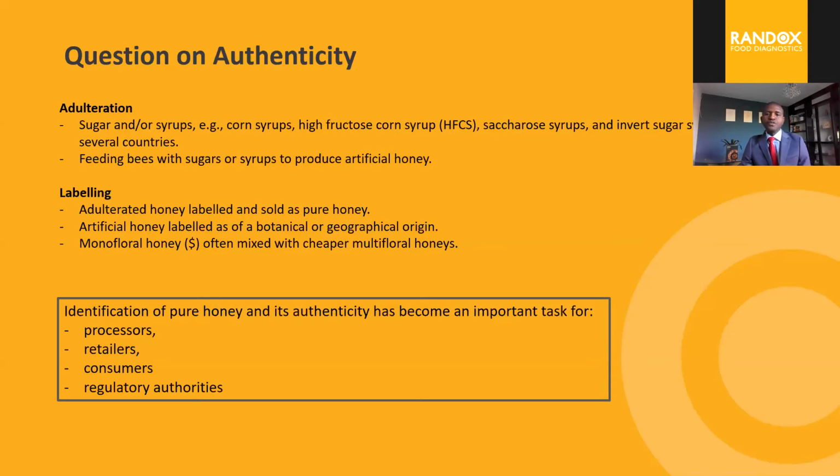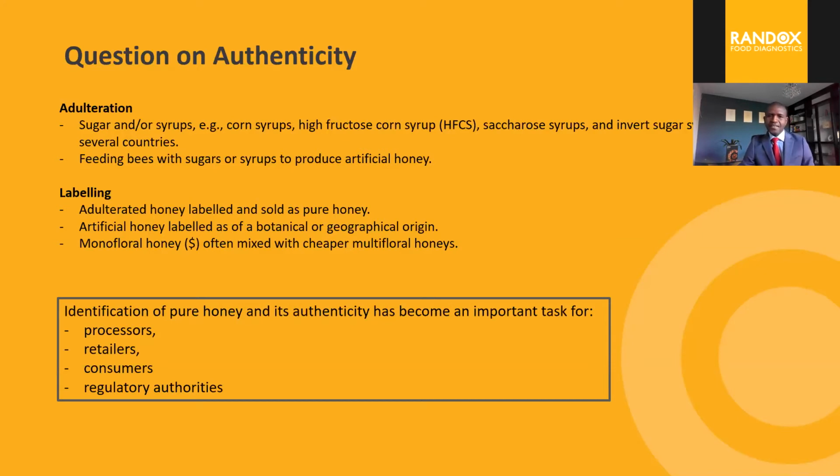Therefore, it is very important to actually look for these anomalies in the honey. Sometimes, because the function of bees really is to break down the disaccharides or the polysaccharides into monosaccharides, what people do is take sugar, the sucrose, and feed it to bees so that it is broken down to the monosaccharides. And this is adulteration. It's another form of adulteration, and this is called artificial honey.